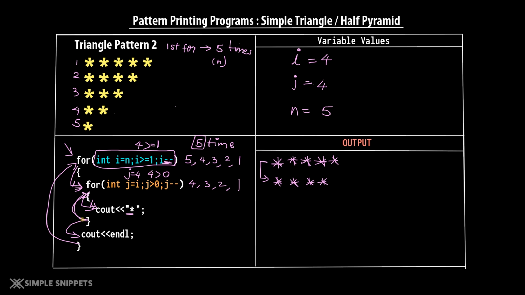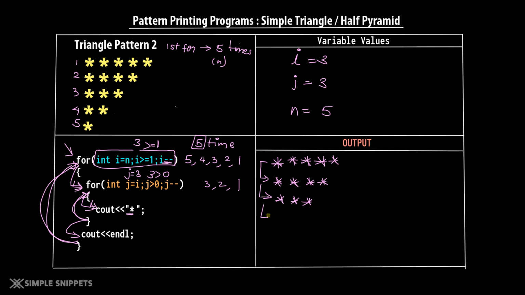Then you'll exit this inner for loop, see cout endl, you'll come on a new line, go to the start, i minus minus will happen, i will become 3. Then you'll go inside the outer for loop because of course 3 is greater than 1. When you go inside the inner for loop, you will say j equals i. So j will now become 3 because i has also become 3. Is 3 greater than 0? Yes. So now the inner for loop will run from 3 to 1, that is 3 times. So 3 times star is going to be printed.